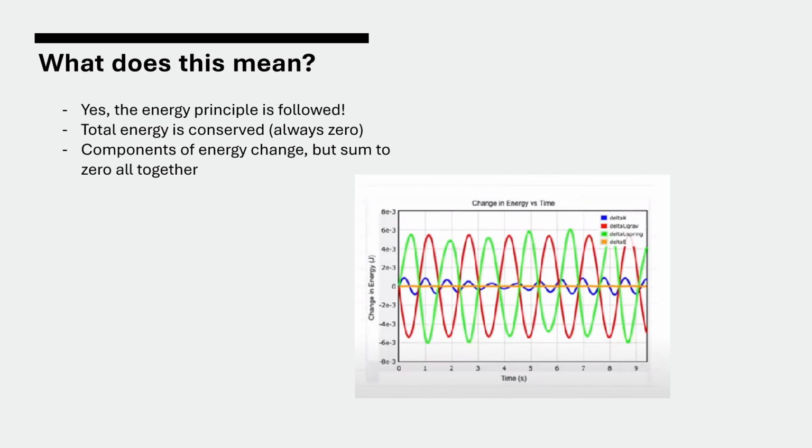So what does this mean? Yes, the energy principle is followed. The total energy is conserved, so it's always at 0, while the components of energy change, so delta K, delta U grav, and delta U spring, all those can change, but the sum is equal to 0 altogether.